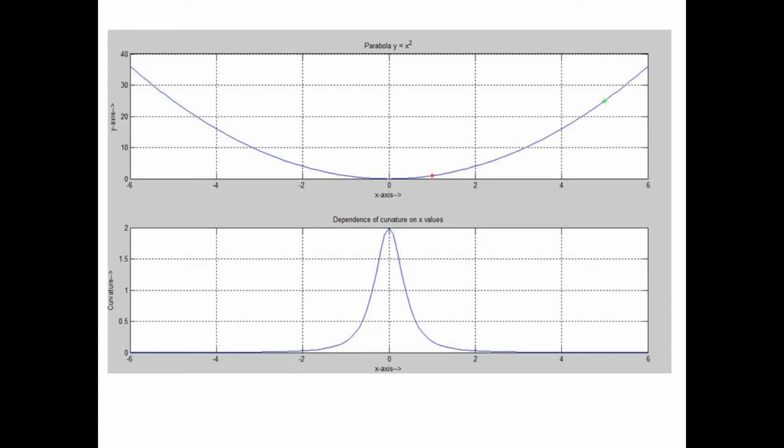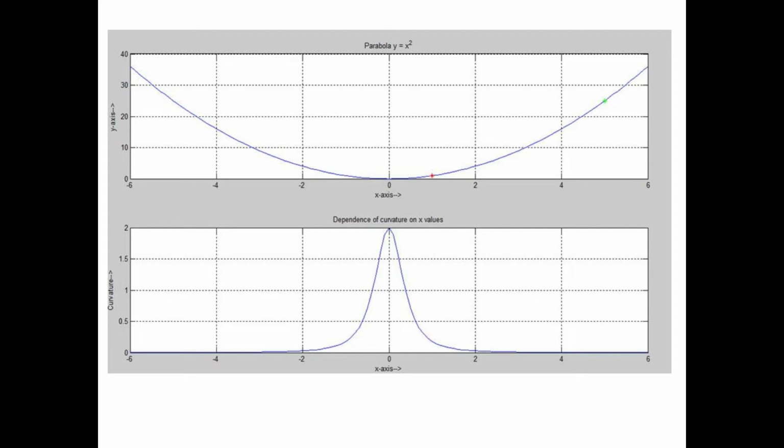Here you can see I have a picture of the curve y equals x square. In this curve I have 2 points, one shown in red and the other one in green. The red point corresponds to the point P whose coordinates are (1, 1), and the green dot corresponds to the point Q whose coordinates are (5, 25).